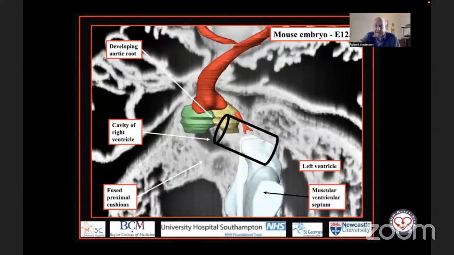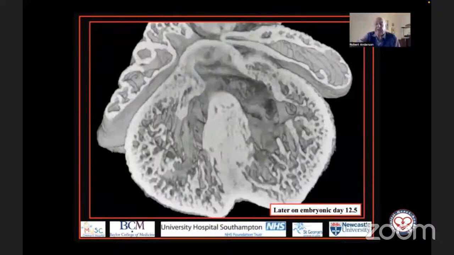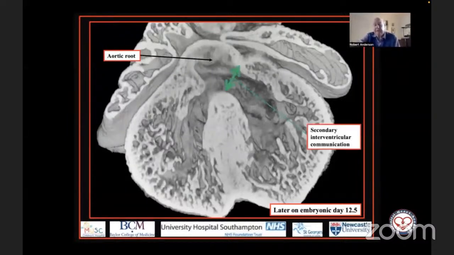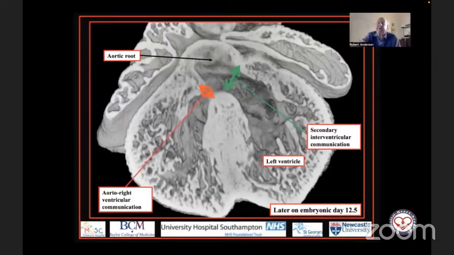And eventually, that cavity, which initially belonged to the right ventricle, will become part of the left ventricle. And that is because at this stage, not only is there the secondary interventricular communication, this is the same data set again, I cut it a little more dorsally, so you can see the aortic root. And there you see the secondary interventricular communication, which is going to become the outflow tract of the left ventricle. But you can also see that at this stage, there is still a communication between the aortic root and the right ventricle. And there has to be this communication at this stage, and that's because the cavity beneath the aortic root initially belonged to the right ventricle.